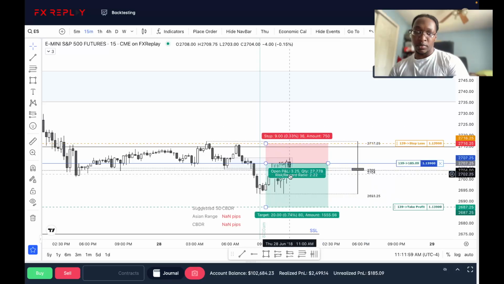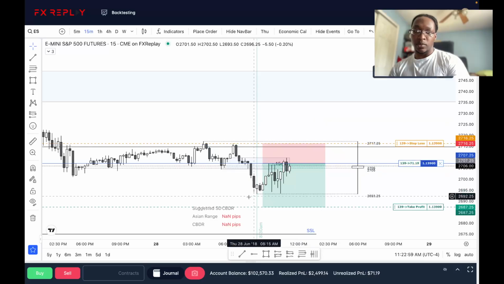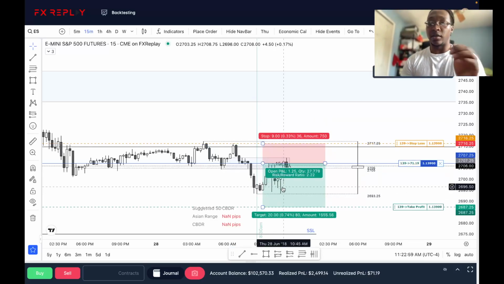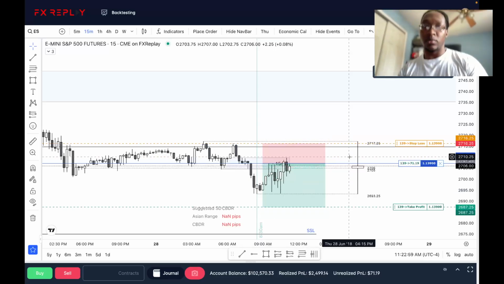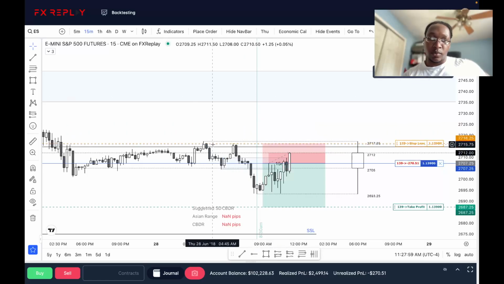Time 11 a.m. Fast forward a little bit more. We have these relative equal lows here. I don't want to see these held. I want to see these taken out. So let's see what we can do here. You push higher, we may look to take out these highs up here.